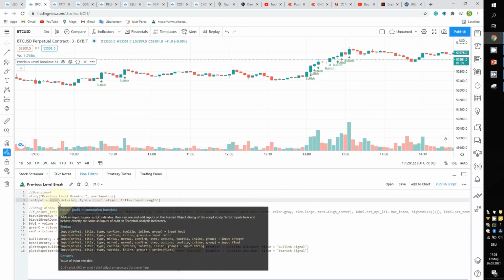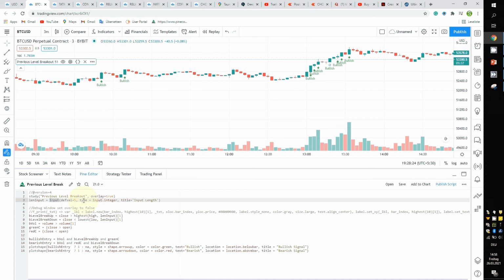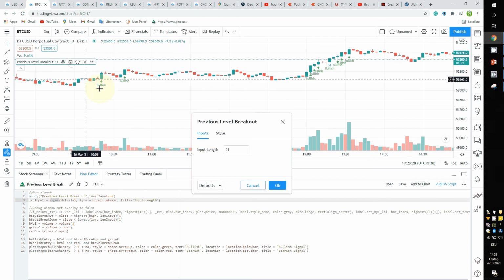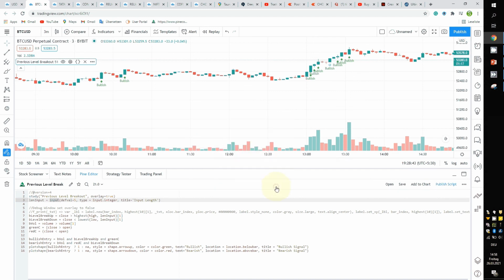it's just a function input where the default value is 5 and the input type can be integer. And the title is input length, what you have seen here. And then you can configure it according to your need. So this is a kind of variable which you can provide dynamically or through the form in your script. So the default value is 5. The type is integer because I want to compare last n candles, which is basically an integer.